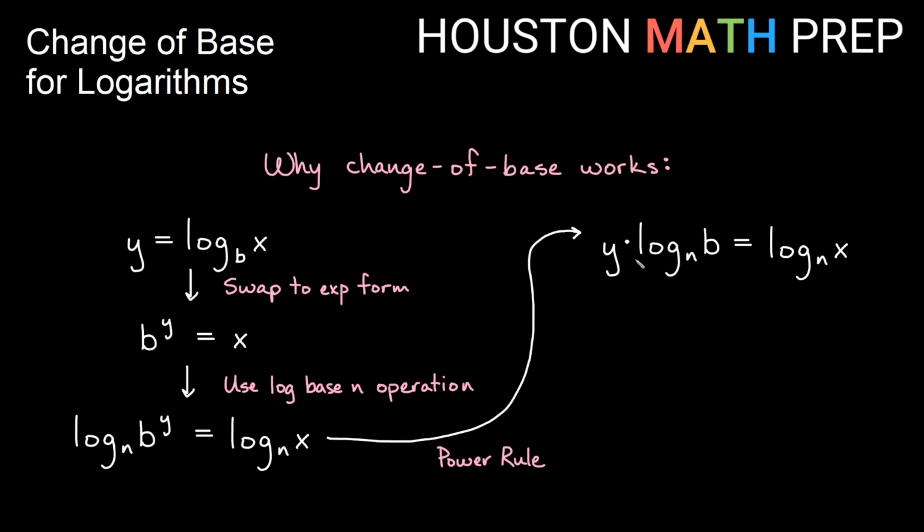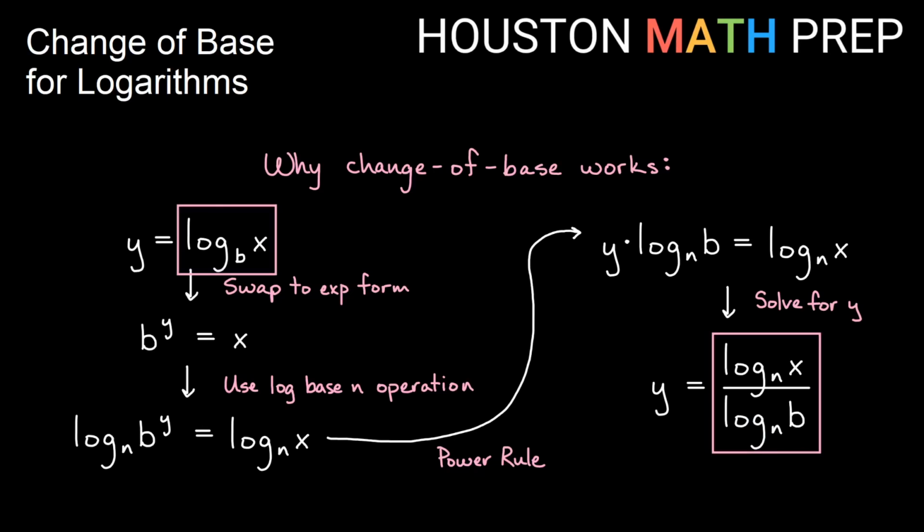Now if I want to solve for y, I can simply divide both sides by log base n of b, and that will give me that y is equal to log base n of x over log base n of b. And if you look at what we started with and where we ended, you'll see that that was our original statement at the beginning of the video. Log base b of x is equal to log of another base of x divided by log of another base of b. Okay, that's change of base, everyone.